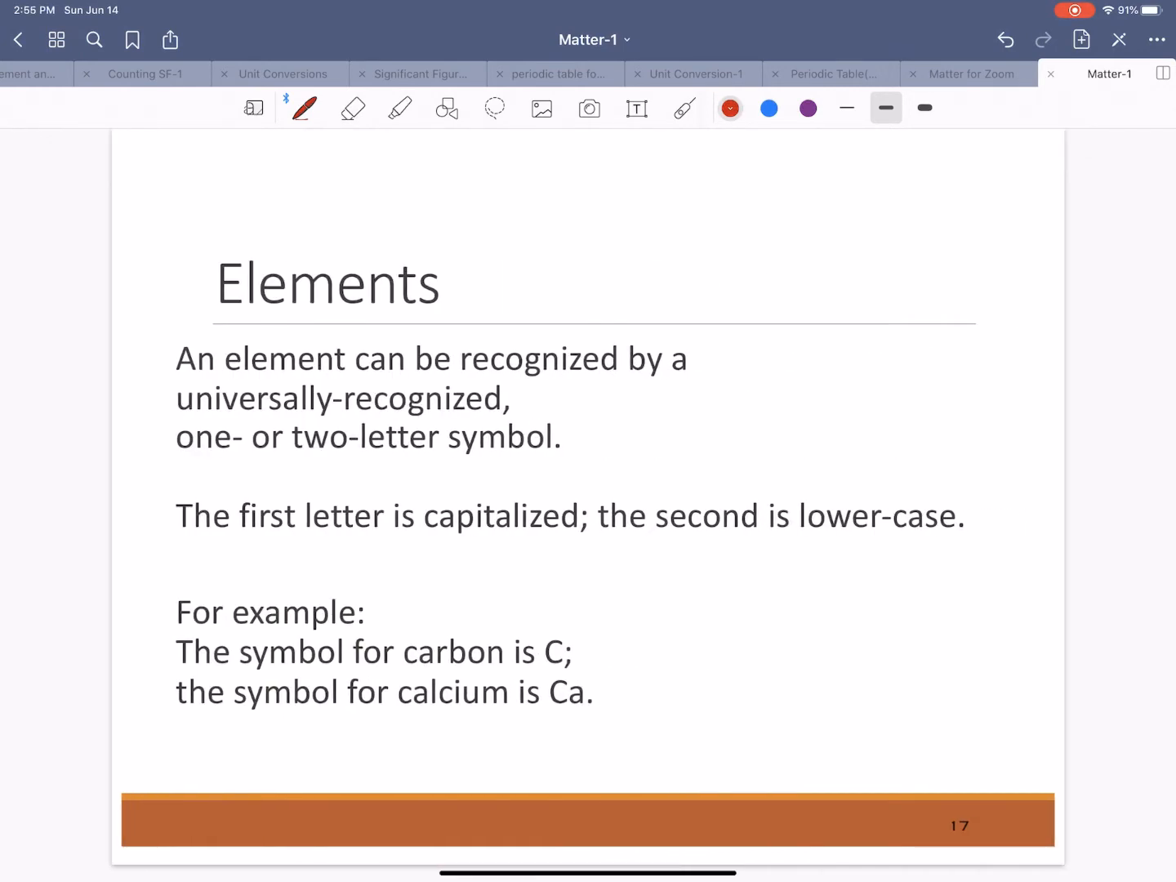Okay, so elements. An element can be recognized by a universally recognized 1 or 2 letter symbol. Usually, it's the first and the second letter, the first letter, or the first and the second letter. Sometimes, like for chlorine, it's the first and the third letter. The first letter is always capitalized, and the second letter is lowercase if there is a second letter.